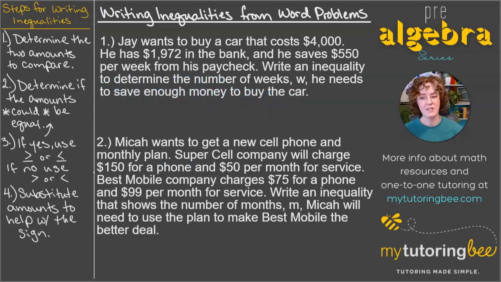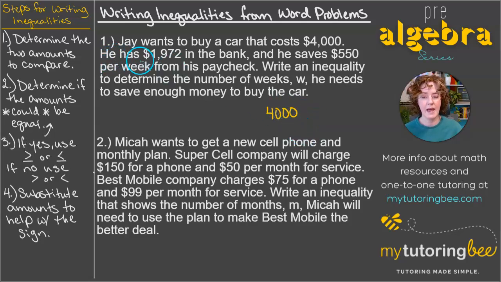All right, so our first step is going to be to determine the 2 amounts that we are comparing. So Jay wants to buy that car for $4,000, right? So that's kind of his goal. That's going to be one of the amounts. That's the amount that he's trying to get to. So I'm going to go ahead and write down $4,000.